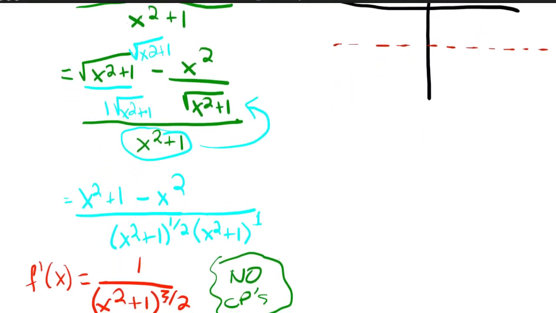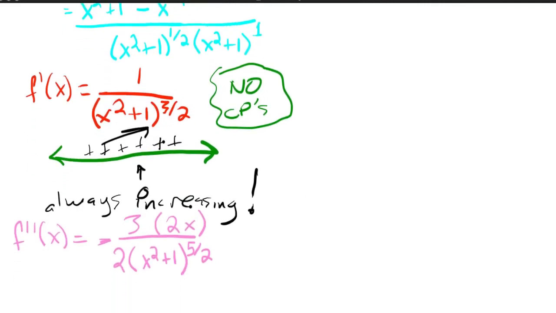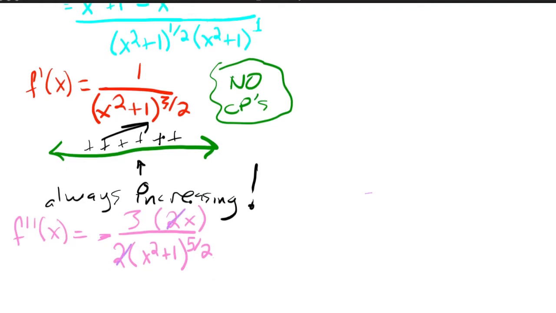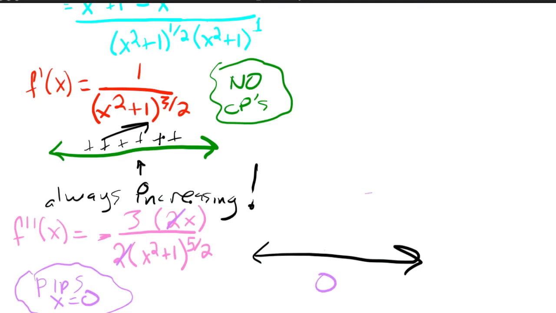What we end up with is, so these guys cancel. Okay, so then you get the pips, and you'll notice that you have a pip for the numerator when x is equal to 0. So again, the denominator can't equal 0, but the numerator can. So we have our pip at 0. Okay. So let's do our number line. So here's our pip.